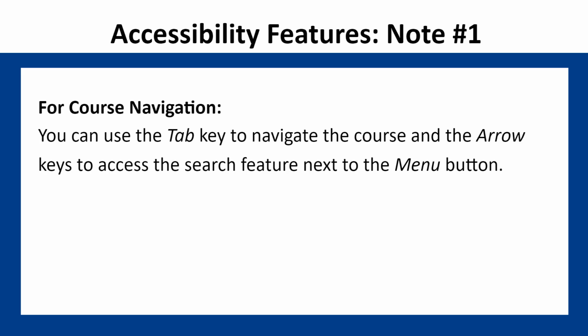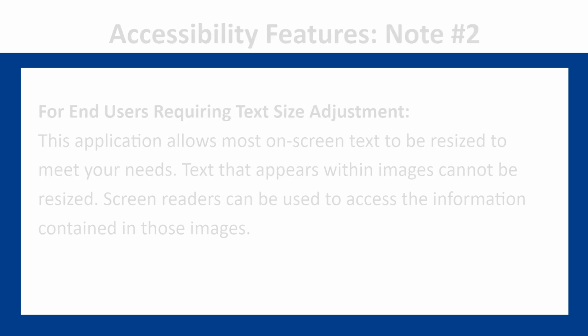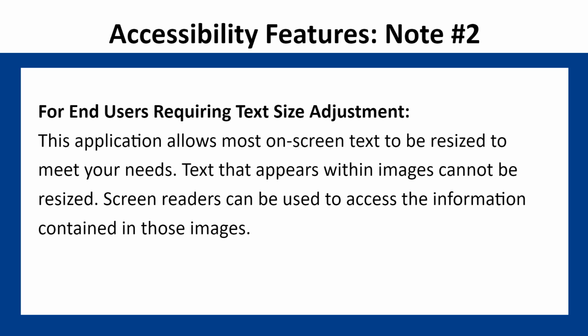Before we start the course, here are some helpful notes about the accessibility features. Accessibility features, note number 1. For course navigation, you can use the Tab key to navigate the course and the arrow keys to access the search feature next to the menu button. Select Next to continue.